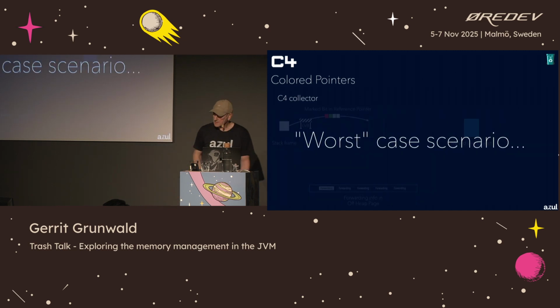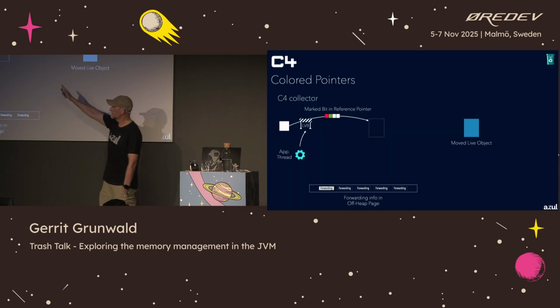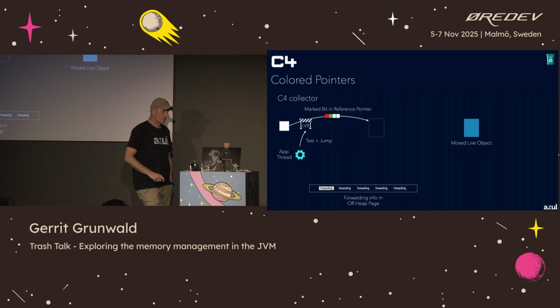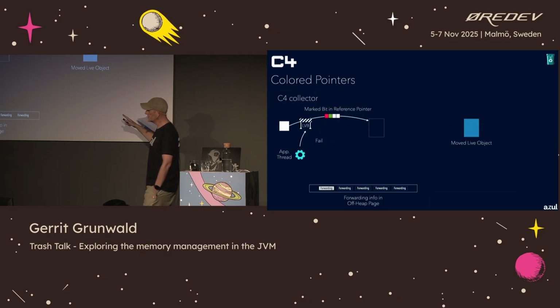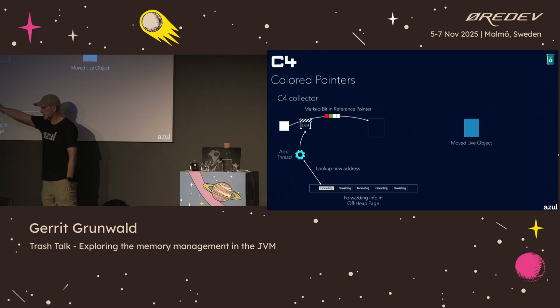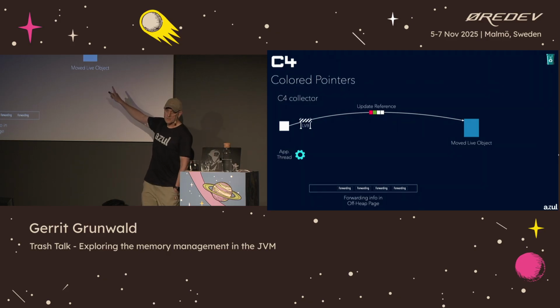So the worst case scenario is we copied the object, and suddenly the application decides, oh, I need this object right now. It tries to find it, and it does a so-called test and jump. So it tries to go there, oh, there's no object. So it fails, and then it picks up automatically. So the application thread is doing that: picking up the new address, fixing the reference, and then accessing it.